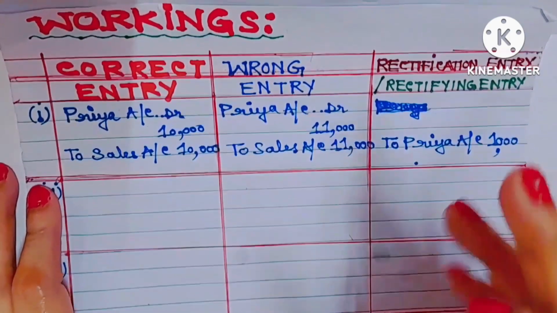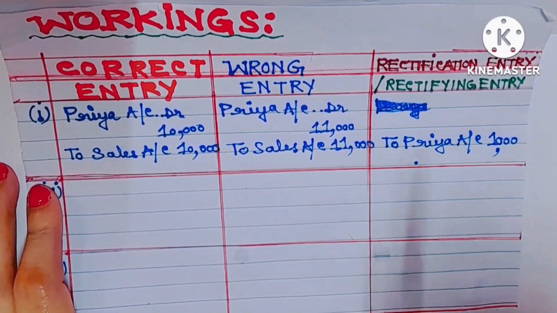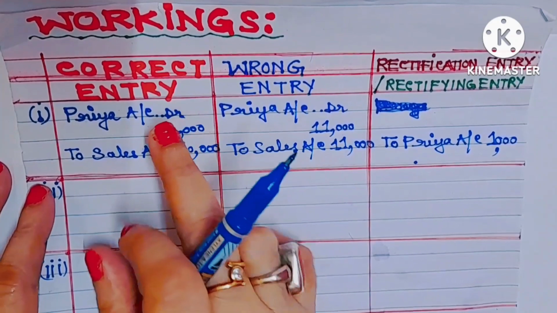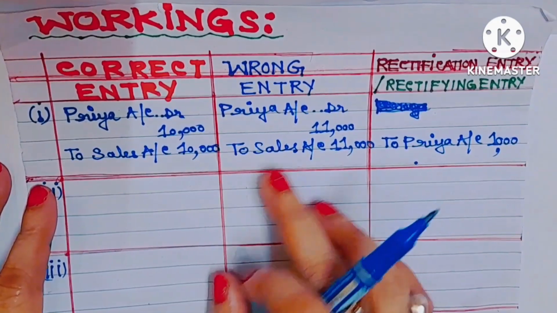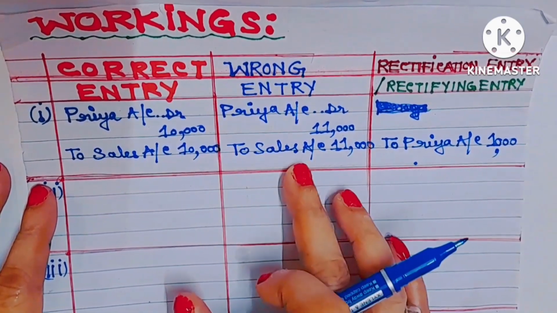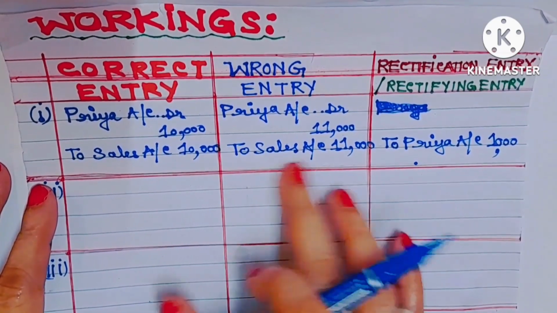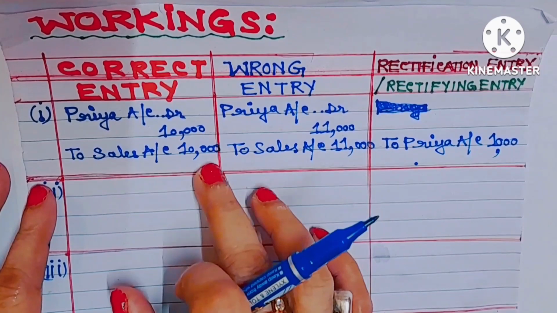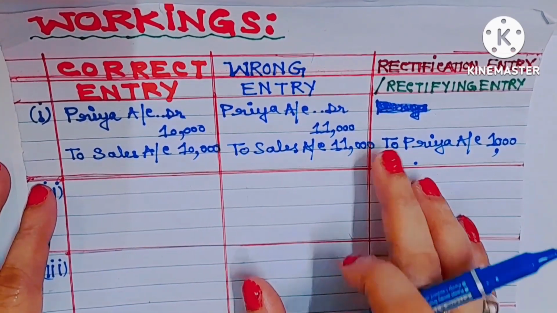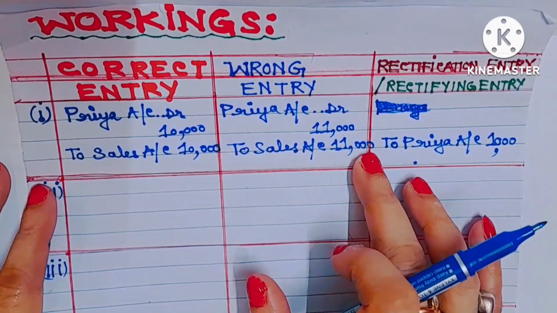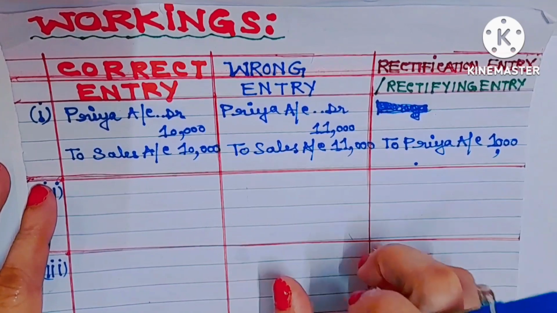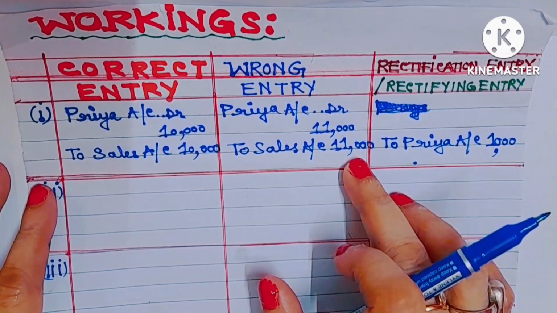What is our job? Our job is to decrease 1,000. আমরা compare করে কি দেখলাম? Please compare the correct entry and the wrong entry. Credit side to sales account is correct. In the wrong entry on the credit side is to sales account. That is also correct. But instead of 10,000, they have recorded 11,000. That is wrong amount. The problem is about the wrong amount. So আমাকে 1,000 decrease করতে হবে. We have to decrease 1,000. So how can we decrease 1,000?